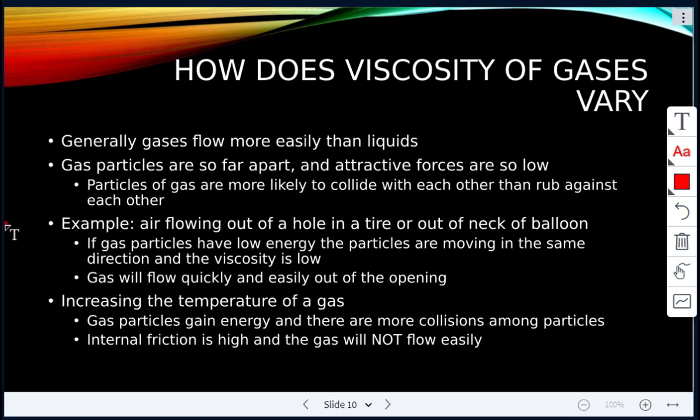For example, if you have a balloon and you untie the balloon, the air flows out of a hole. You can think of it in a tire or out of the neck of a balloon. If the gas particles have low energy, the particles are moving in the same direction and the viscosity is low. So gas will flow quickly and easily out of the opening. When we increase the temperature of a gas, the gas particles gain energy, and now there are more collisions happening among the particles. So now internal friction is high and the gas will not flow easily.